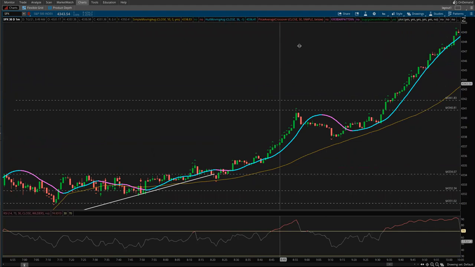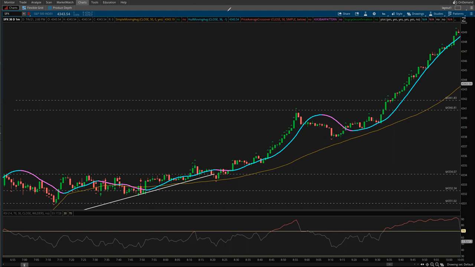Okay, let's draw this out real quick for y'all. I want to keep y'all plugged in with me here. Just follow me now. Okay, so inverse head and shoulders type move. We had your shoulder out, boom, head, boom, shoulder in. Okay, how many points is this? Let's check.